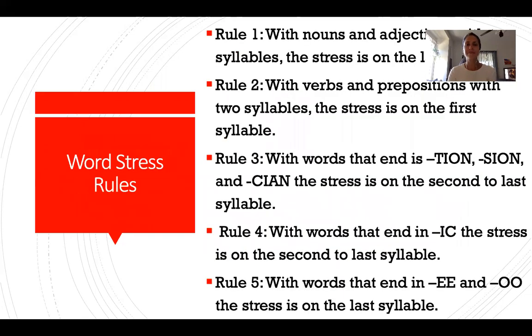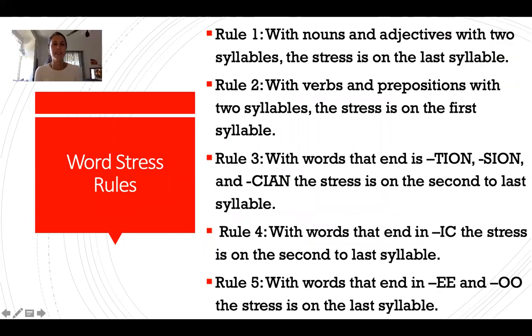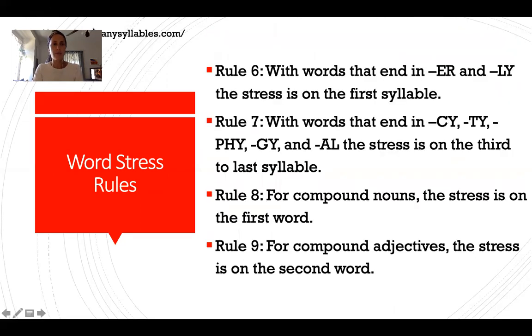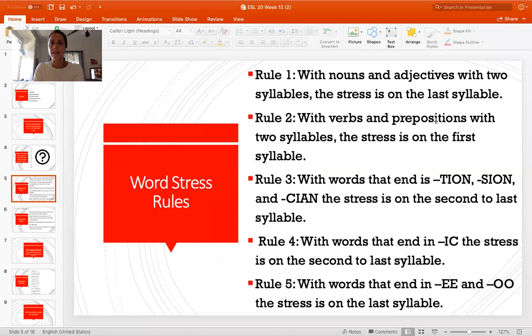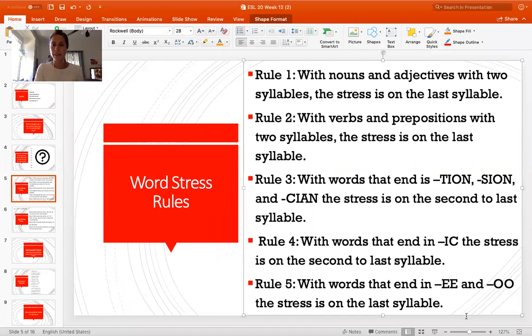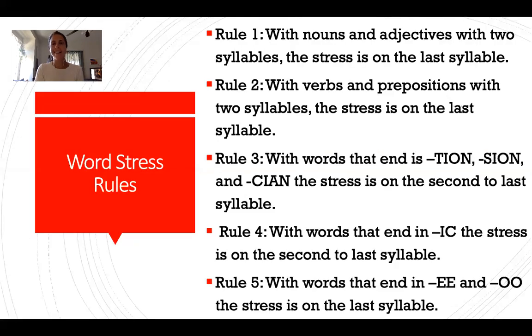So what were these rules? I know this is a lot of information. Let me move my little box. All right, so rule number 1, as we know with nouns and adjectives with 2 syllables, the stress is on the last syllable. Okay, so we talked about some exceptions like hotel, but for example, project is stressed on the beginning. Rule number 2, with verbs and prepositions with 2 syllables, the stress is on the second syllable. You guys, what is happening here? Hold on. It's on the last syllable. I think my brain is going crazy. Okay, sorry about that.